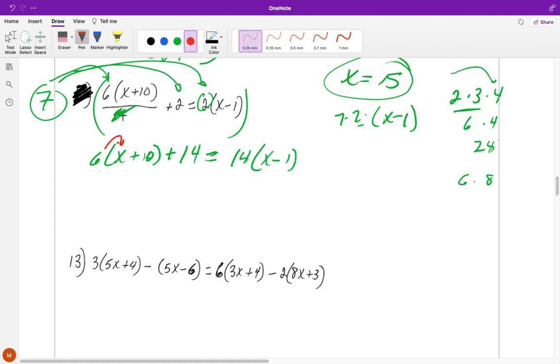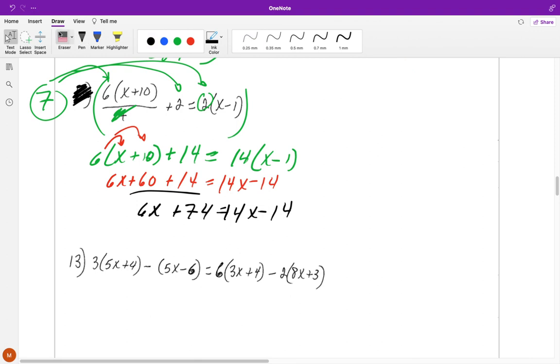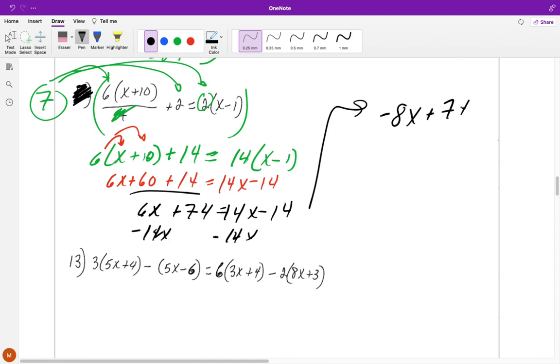So now I'm going to go ahead and distribute the 6 in. So 6x plus 60 plus 14 is equal to 14x minus 14. I'm going to combine my like terms. So 6x plus 74 is equal to 14x minus 14. From here, I'm going to subtract the 14x from both sides. So this will give me negative 8x plus 74 is equal to negative 14.